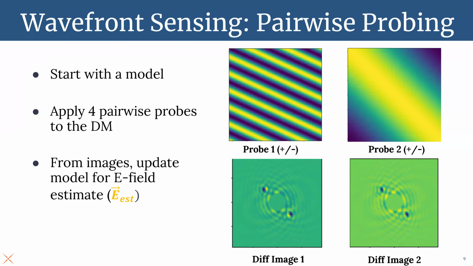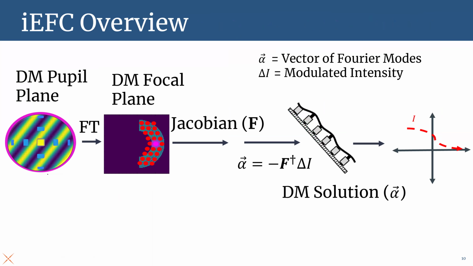In general, with a typical wavefront sensing and control algorithm, the wavefront sensing portion would look something like this, where you start with a model and then you apply pairwise probes to the DM. And from these pairwise images, you can update your model and recover an estimate of the electric field. The wavefront sensing and control algorithm I'll be talking about today works a little bit differently, implicit electric field conjugation, in that the sensing, the probing I showed before, and the control are combined into the same algorithm, whereas normally they're treated separately.